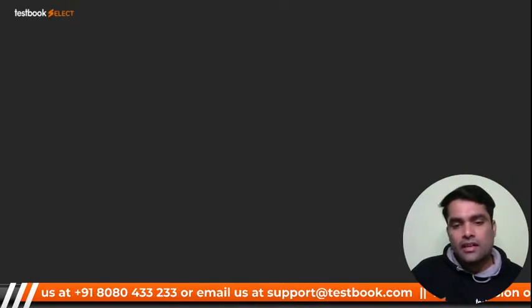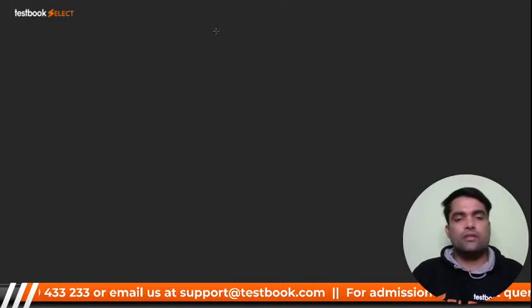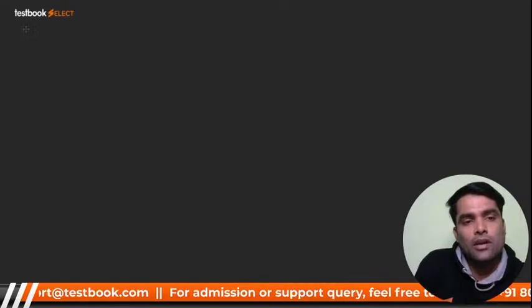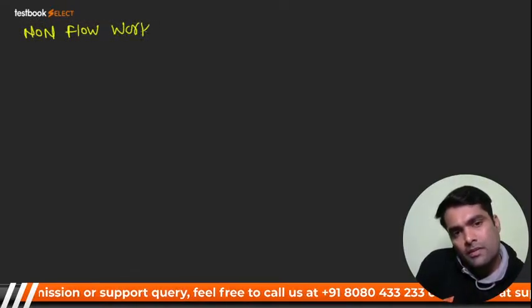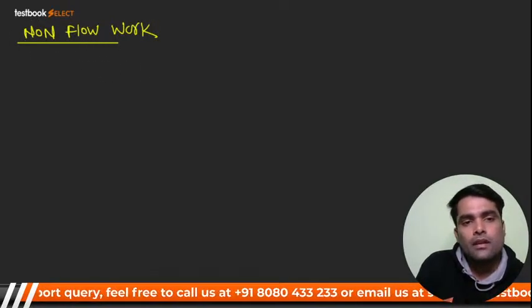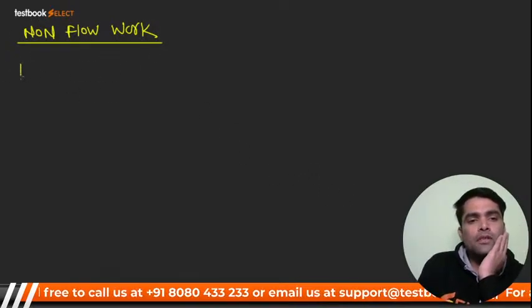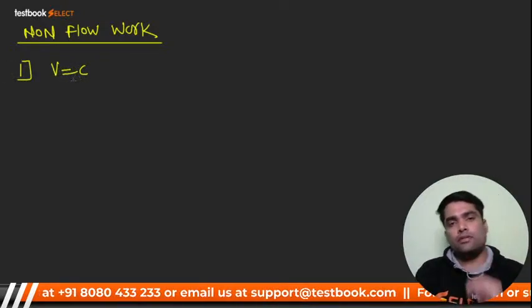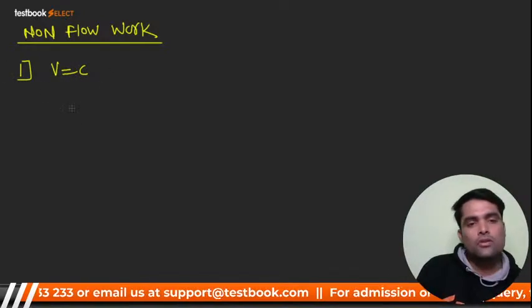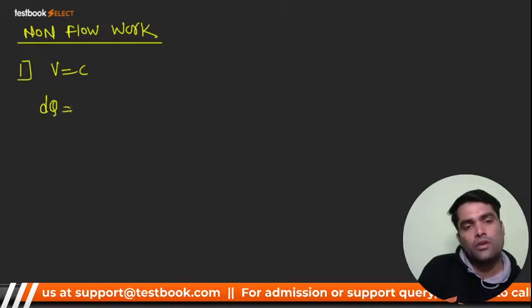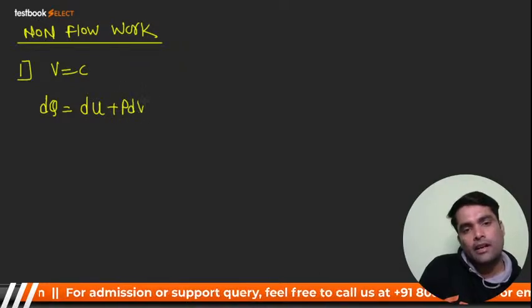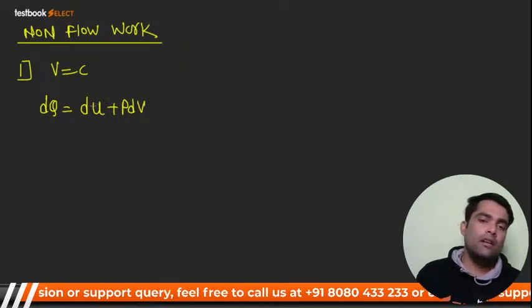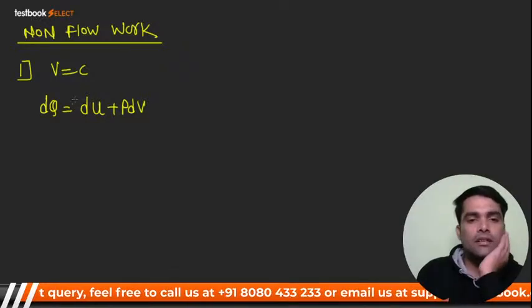So first let's talk about work transfer. I am talking about the non-flow process, okay? I will talk about flow systems later. We are talking about non-flow work. So try to listen to me very carefully, it's very easy. Suppose the first process is constant volume, that is the isochoric process. You know that we have already derived dq is equal to du plus pdv. Right?